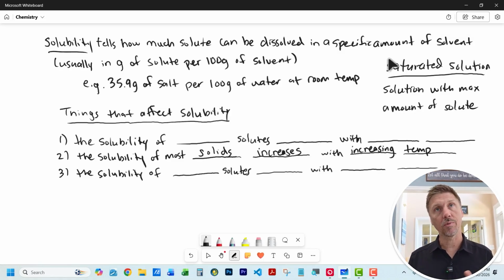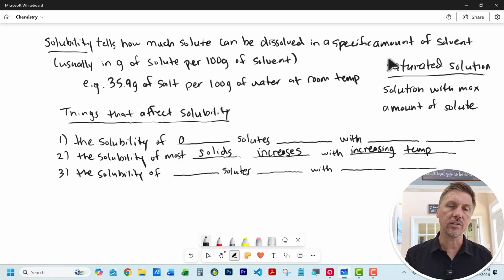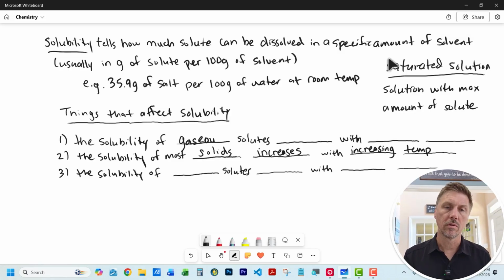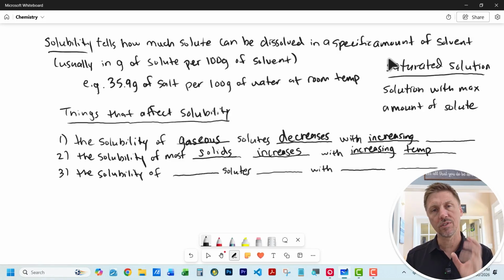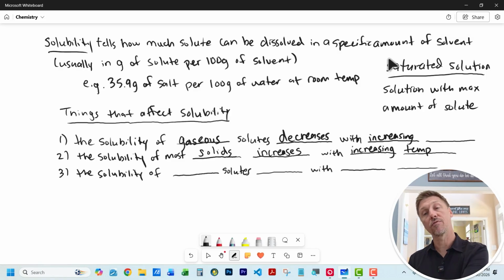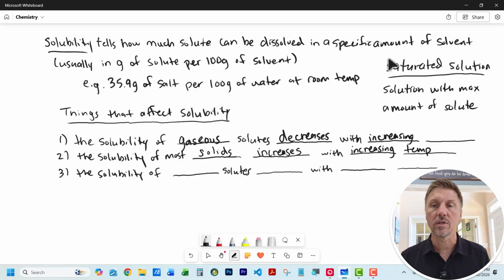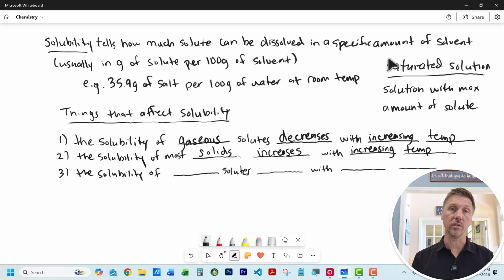Now, for gases, when we have this scenario, like I mentioned a minute ago, when you've got a gas dissolved in a liquid like you have in a carbonated drink, the solubility of gaseous solutes, actually the opposite happens. It decreases with increasing temperature. So if you take a can of your favorite soft drink and you open that up and you sit it on the counter and leave it there for 30 minutes versus sticking it in the fridge and leaving it there for 30 minutes, you're going to notice the one on the counter is going to be flatter than the one that you put in the fridge.